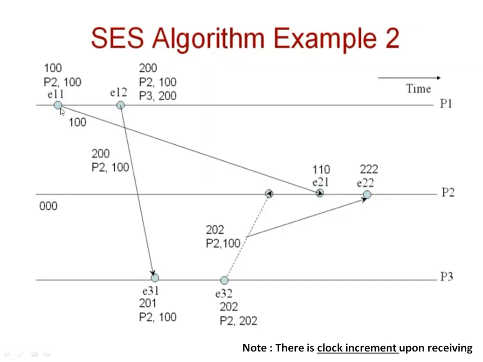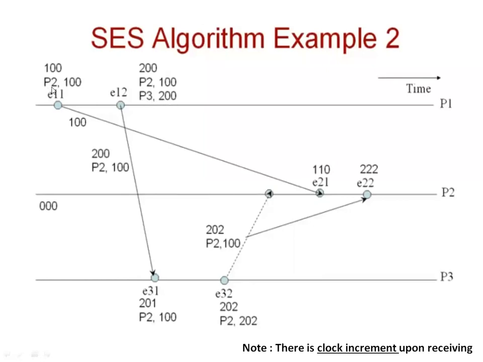Now, at this particular instant, the second event has occurred at the process P1, and this is the event in which it is trying to send a message to the process P3. So first of all, it will update its local clock. This is the second event, so it will become 200. Since the first event has already been done by the process P1, P2 100 will be maintained. Along with this, since it is sending a message to the process P3, it will also maintain the process P3 with the timestamp 200.